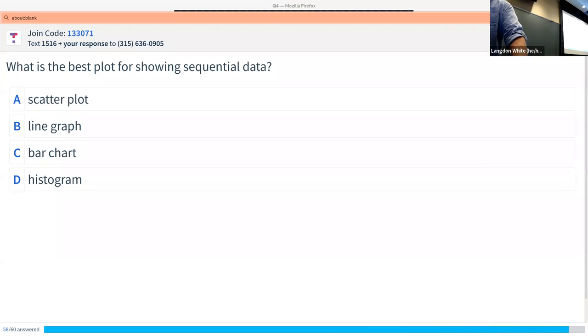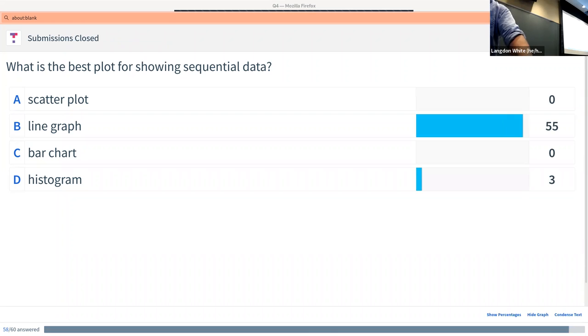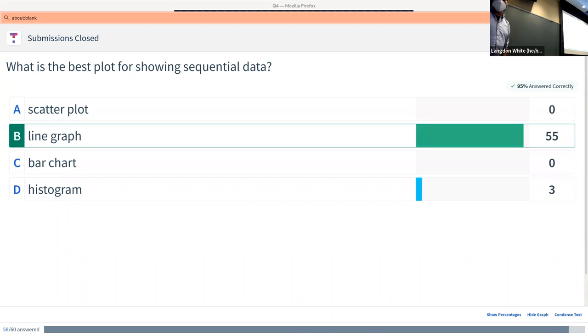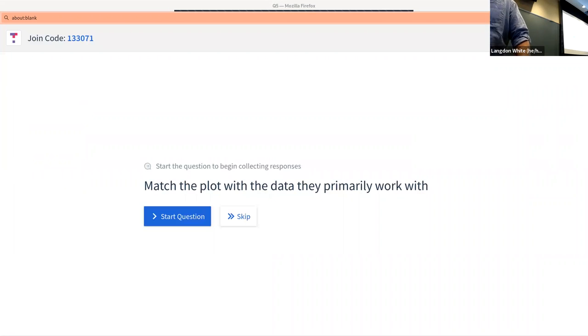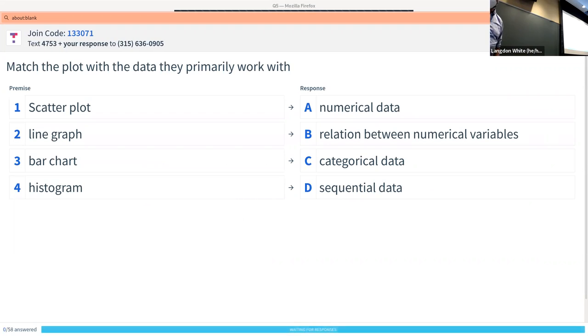All right, let's call it there. All right, and that is a line graph, right? Or sometimes a line plot, or you know, we use the terms plot and graph semi-interchangeably. And then I think we have one last question, and then we're gonna do a little bit more with charts. Oops, sorry, I thought I hit start already.